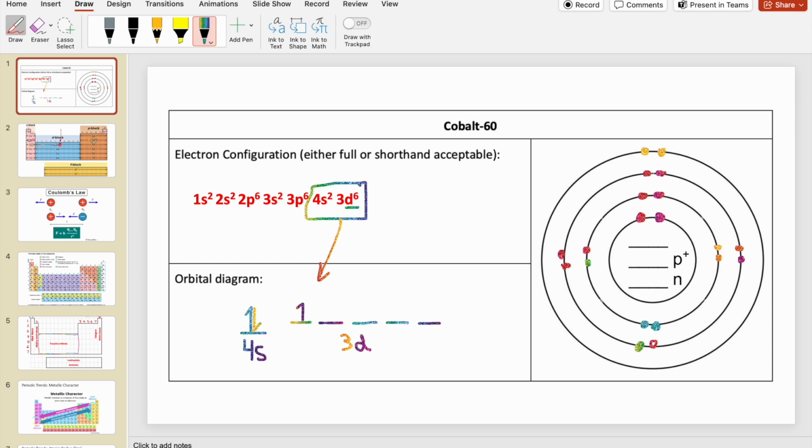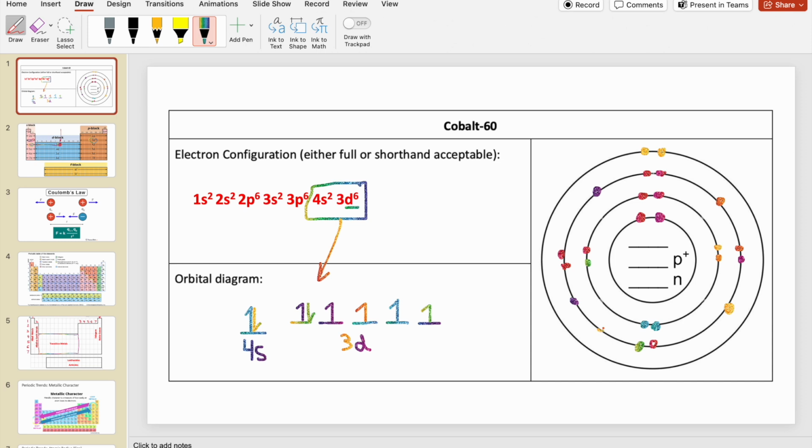Now they spread out, so 1, 2, 3, 4, 5. They spread out before pairing up to get your 6th. So that's the 6th one. So what we need is 5 electrons that look like this in the 3rd ring. We're going to go 1, 2, 3, 4, and 5.